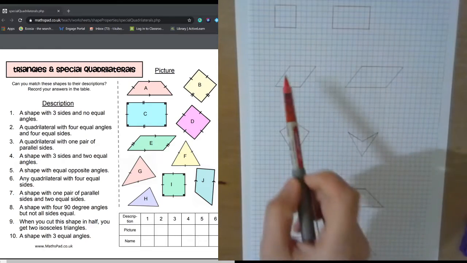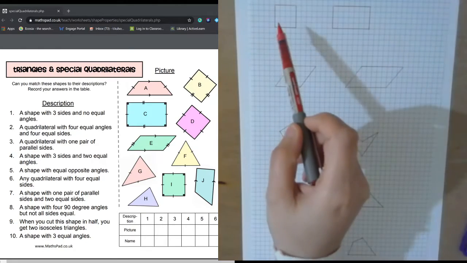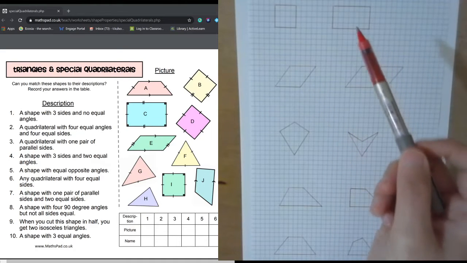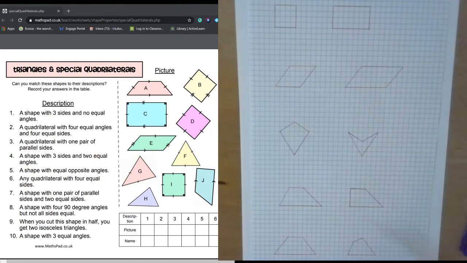I'm going to work through the shapes one at a time. So if you want to draw a square, try and write stuff down, then we'll go through the answer, then pause, draw the rectangle, and continue doing the same. I will be working through them like this, so if you want to pause at each stage, that's fine.